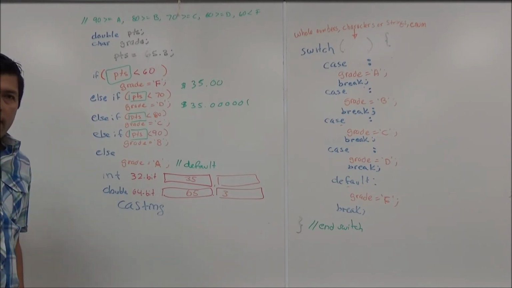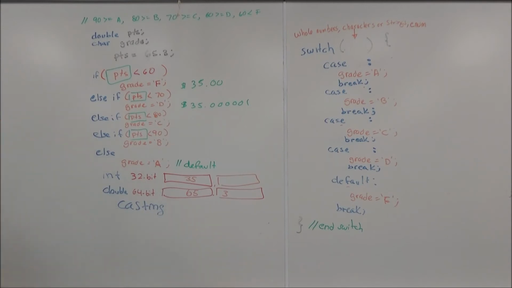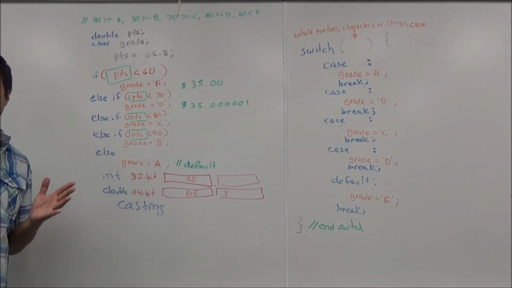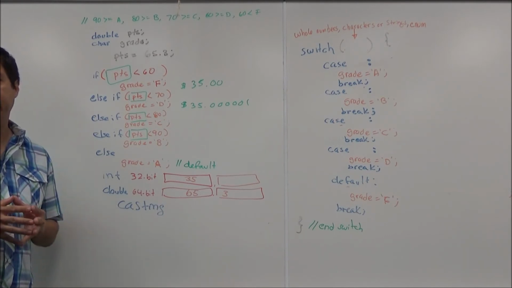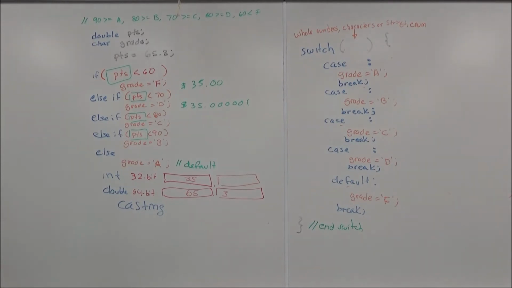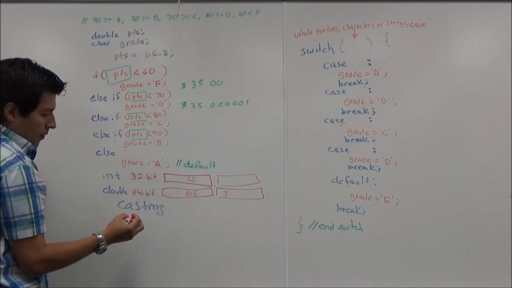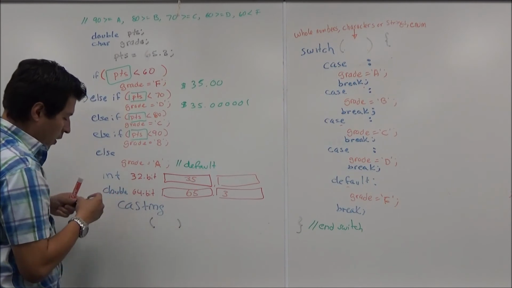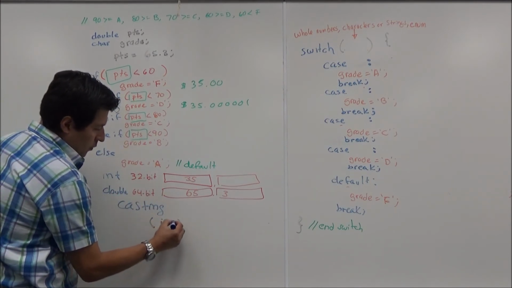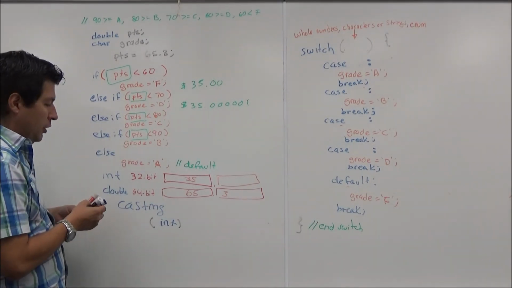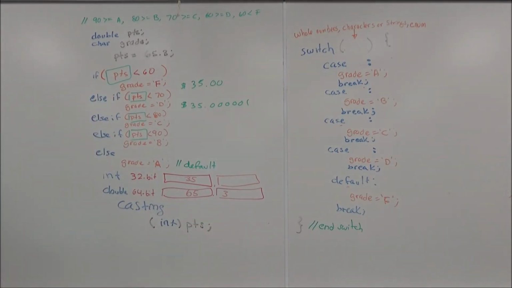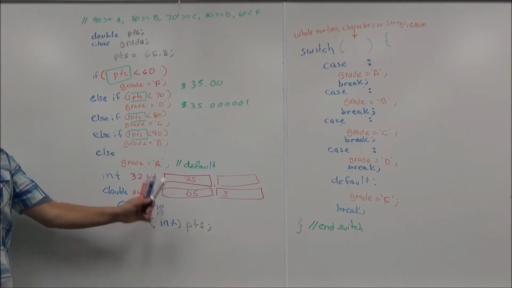To cast a variable from one type to the other, you put in parentheses before the variable the type you want it to be. So if I cast this point, I will do something like this: parentheses, I want to convert this to an integer. That's the type in the parentheses, and I'm changing the points. So that's how you cast points into a whole number. But basically you drop the decimal value, right?